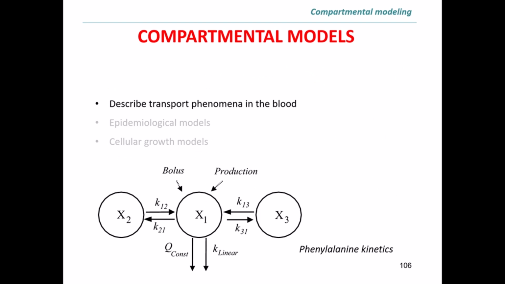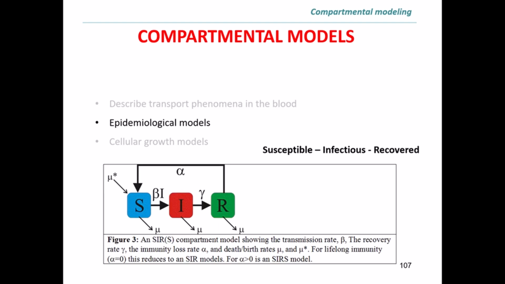What are the applications of compartmental models? Compartmental models are used to describe transport phenomena in the blood. As we can see in this picture, this is an example of a compartmental model related to phenylalanine kinetics. As another example, we can see in this slide an epidemiological model that represents the rate of susceptible individuals to the transmission, infected people and recovered people.